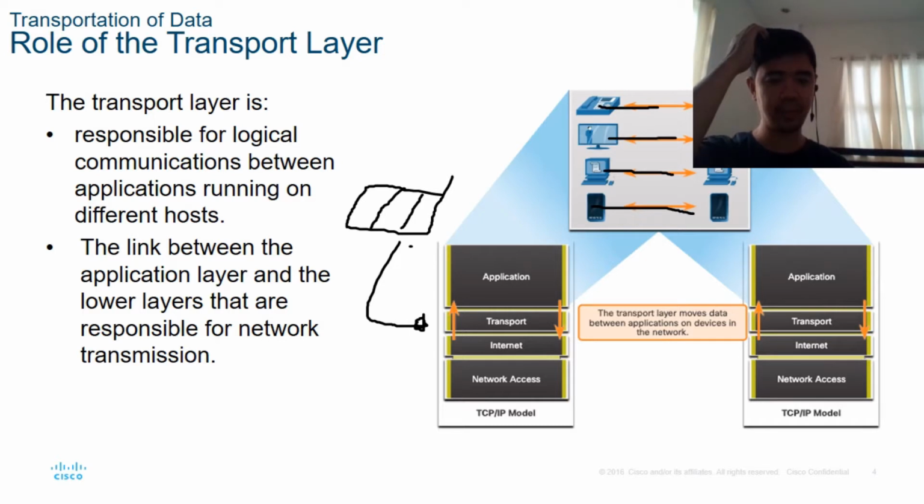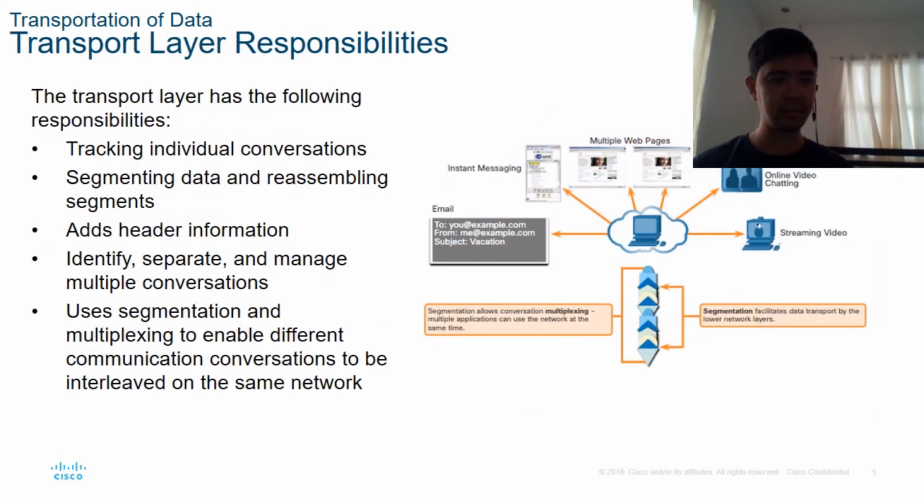Another responsibility is to ensure reliable delivery, like with TCP, which is the agenda of this part. We'll discuss what is there in the reliable delivery as we move along in this discussion. So these are the specific responsibilities of the transport layer.